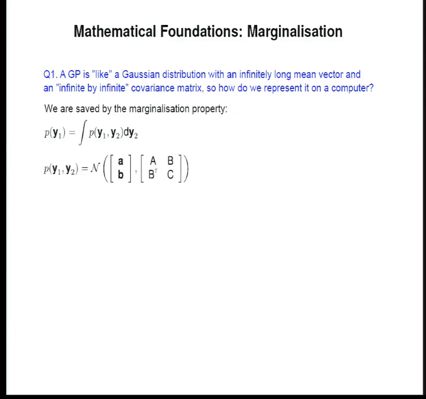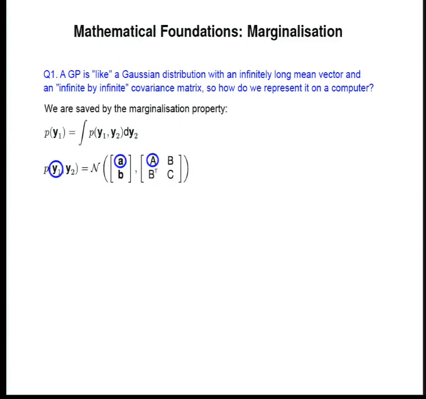Distribution over y1, y2, with a mean of y1 and the mean of y2, and a covariance matrix, which we can also partition into this blocked form. So A is the covariance matrix that describes just the y1s.